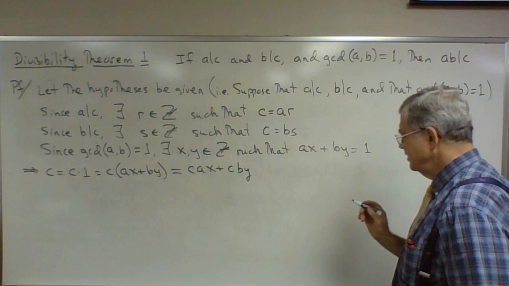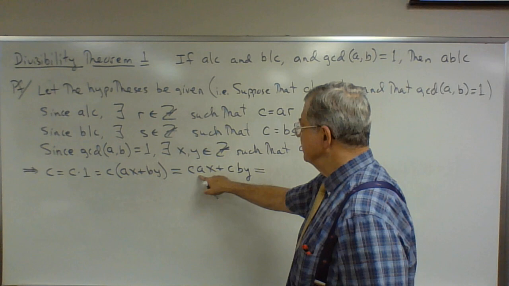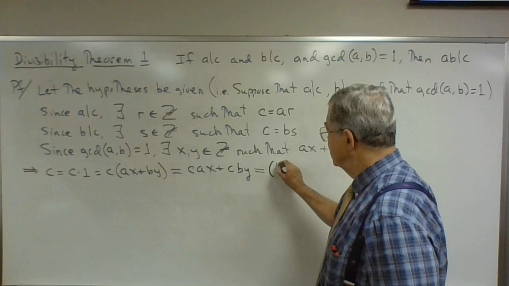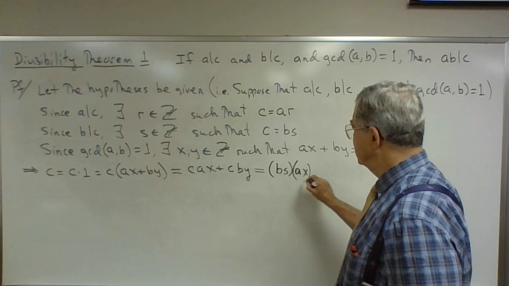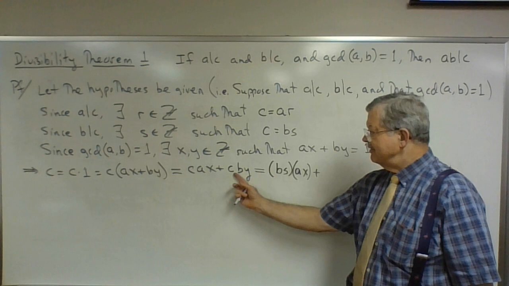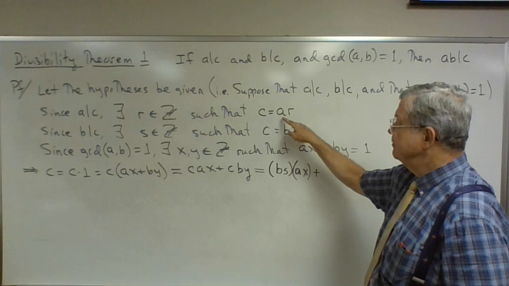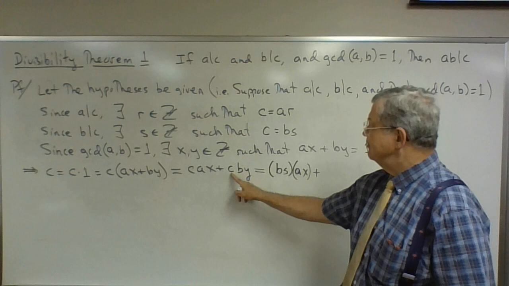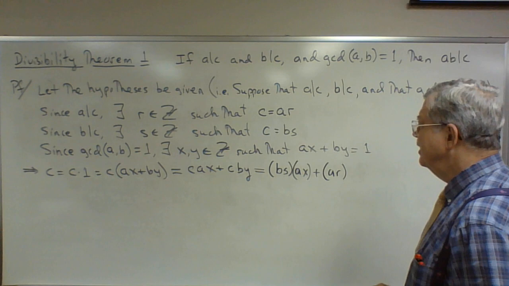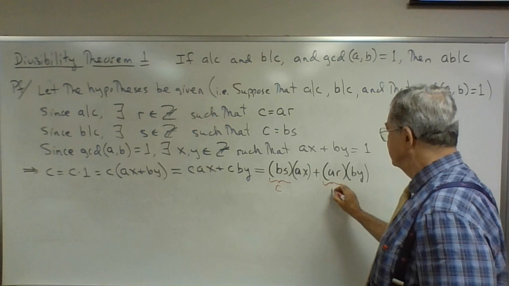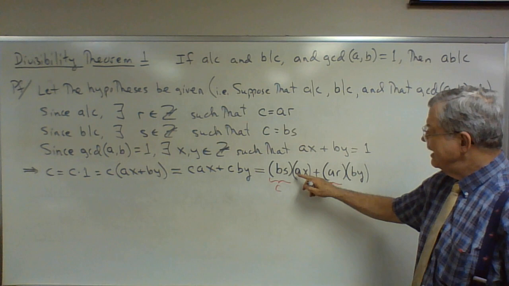Let's see. I don't have a B in this term, but I do have a C. And C equals BS, so I'm going to replace this C with its equivalent, BS. I'd love for this term to have both a factor of A and B. I only see a factor of B. But C has a factor of A. So in this term, I'm going to take C and replace it with its equivalent, AR. Yep, all I did was replace C with its equivalent. And now we have a factor of A and B here, A and B here.